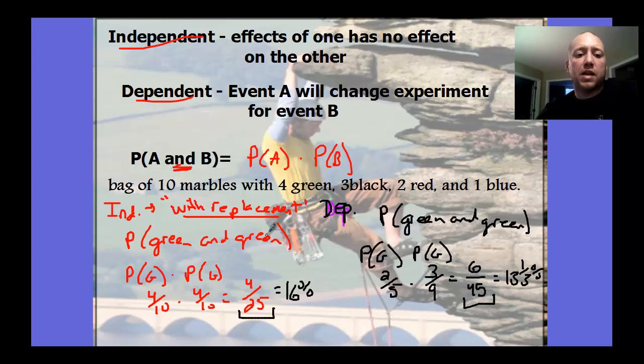But for here, dependent, independent, they both are ands. The difference is that for the dependent one, you need to change the probability of your second event. But the and is always going to be multiplying the probability. So or is adding, and is multiplying.